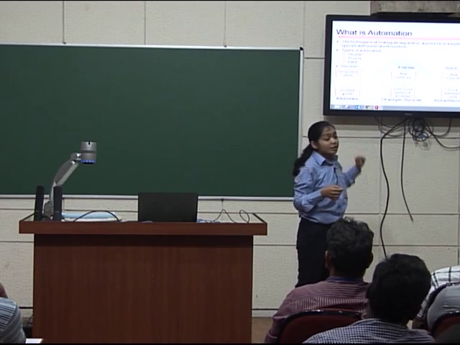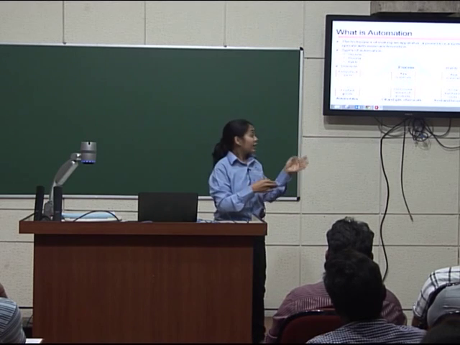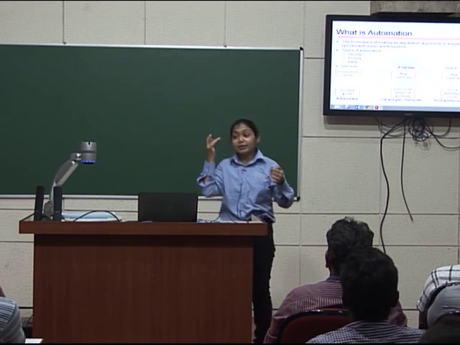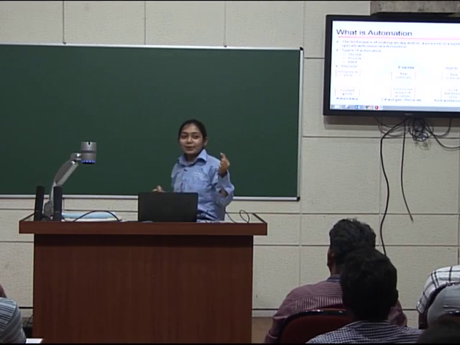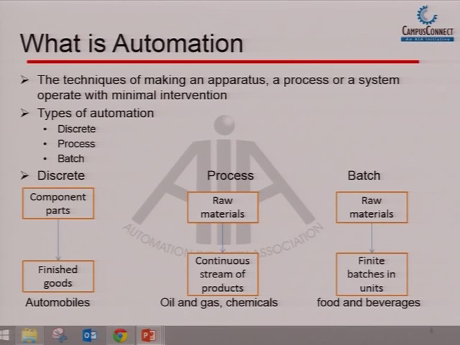When you talk about process automation, you have raw materials which come in a continuous stream of products, like you have in oil and gas. You cannot separate one drop of oil as discrete. So that is the process. The entire process is automated, and you have the oil and gas coming out of the line.